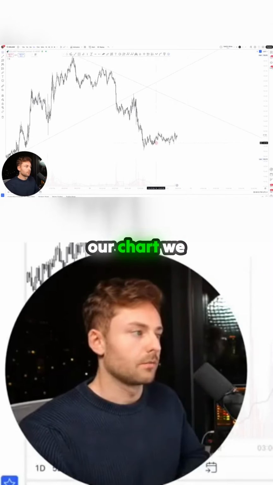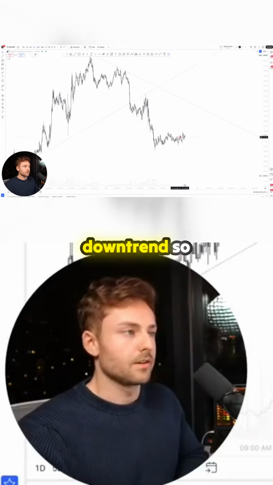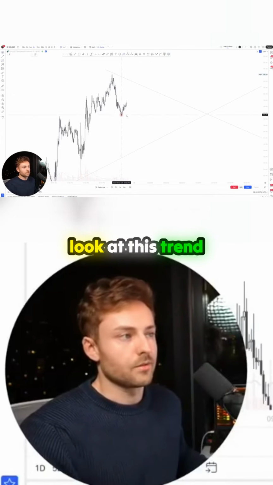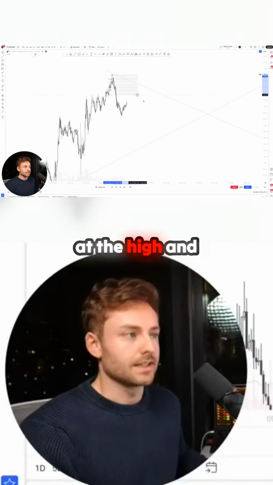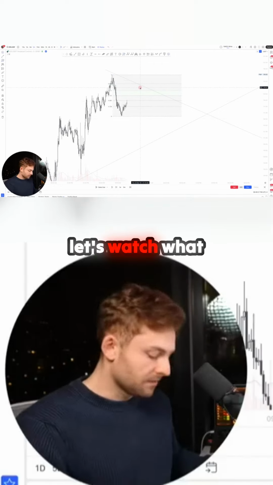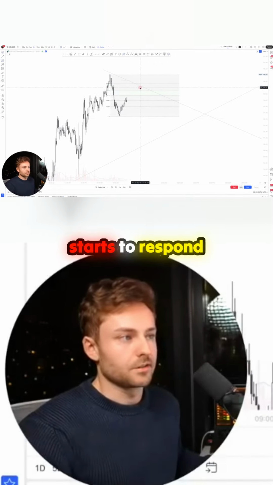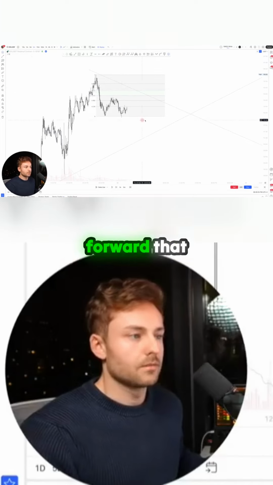Okay, so if we go back to our chart, we know we have an uptrend and a downtrend. So say, for example, we wanted to look at this trend and see some of its important levels. We'd click at the high and then go over to the low. And then let's watch what happens to price and where it starts to respond. Okay, so as the chart moves forward, that becomes the low.